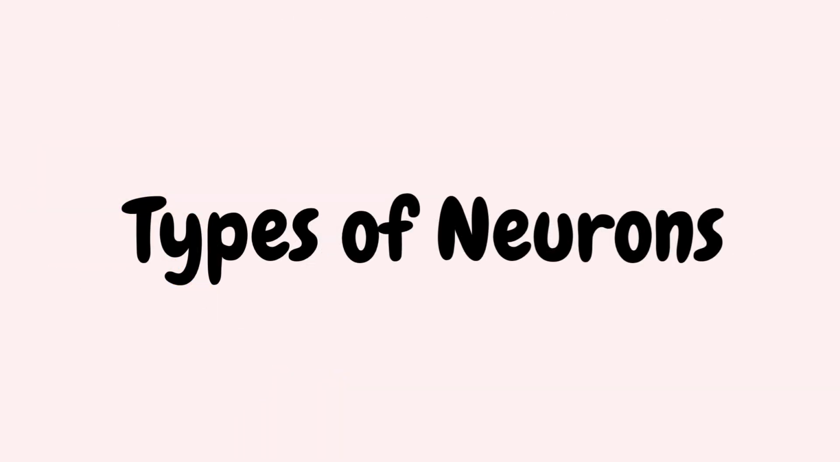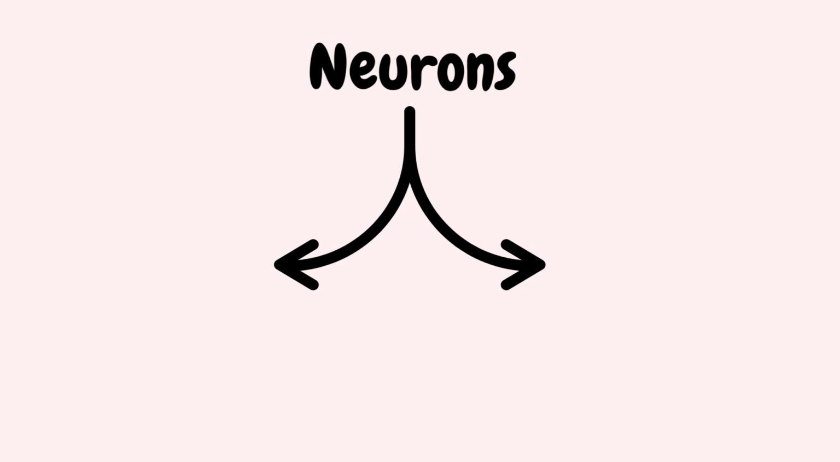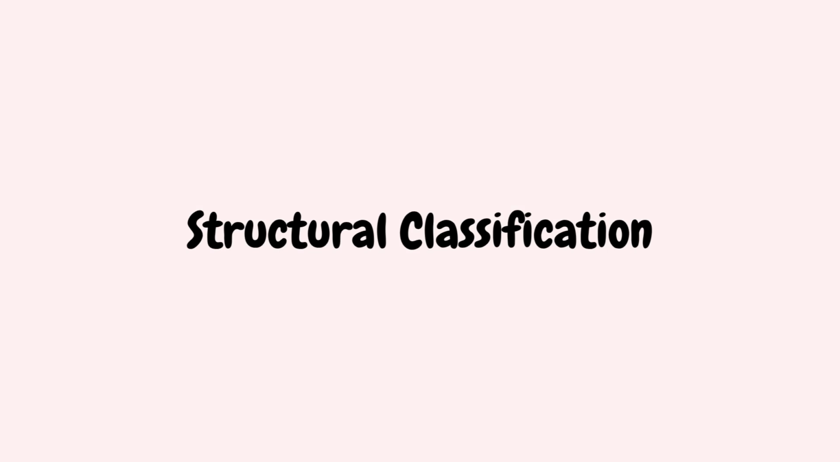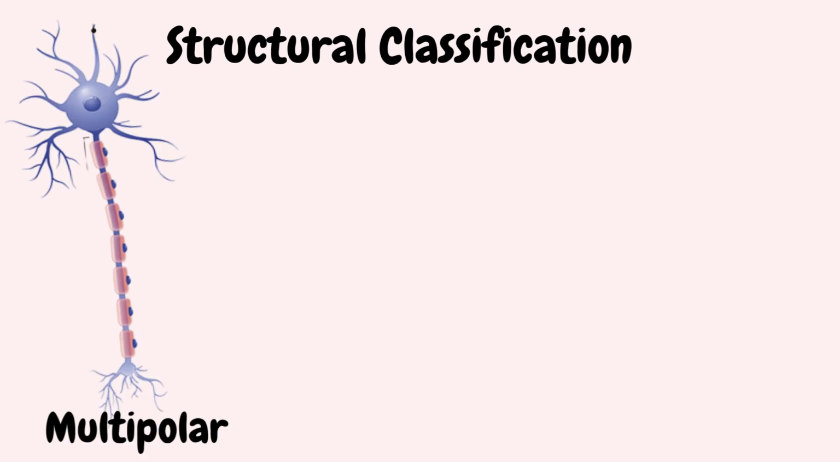Let's look at the types of neurons that we have. Not all neurons are the same. They differ based on their roles within the nervous system. So, based on this, neurons can be classified in two main ways: structurally and functionally. Structurally, they can be classified by the number of processes extending from their soma. So, under this classification, we have multipolar neurons, and this is when one axon has many dendrites. A common example is the brain and spinal cord.